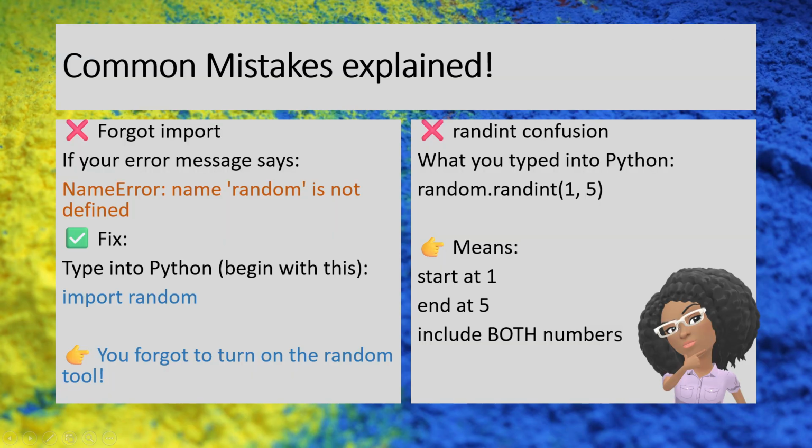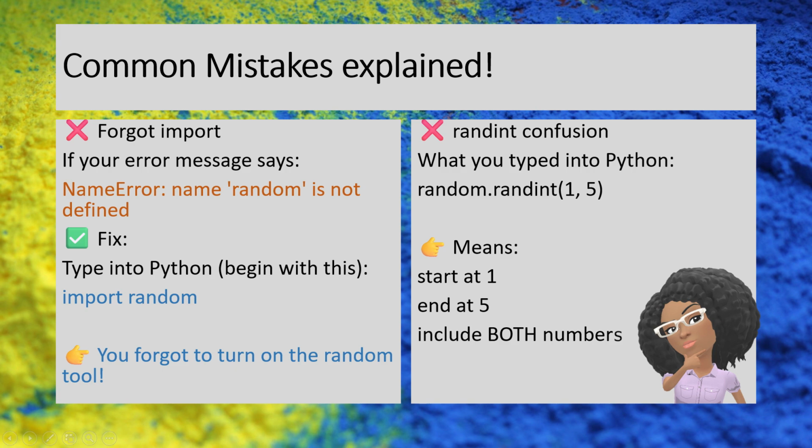Common mistakes explained. Forgot import. If your error message says, name error, name random is not defined. How to fix it? Type into Python, at the beginning of your code, import random. This happens because you forgot to turn on the random tool.